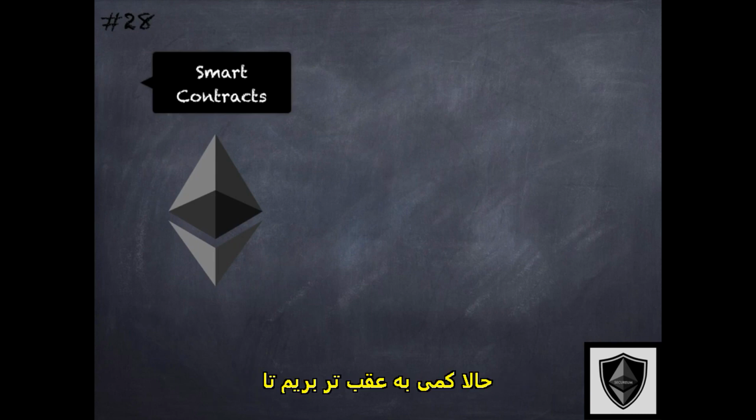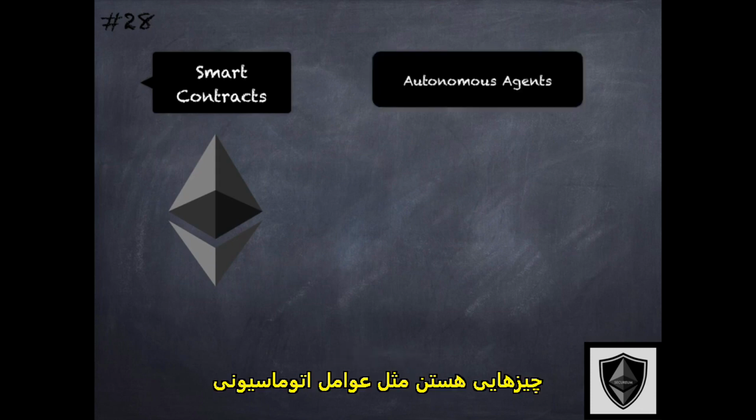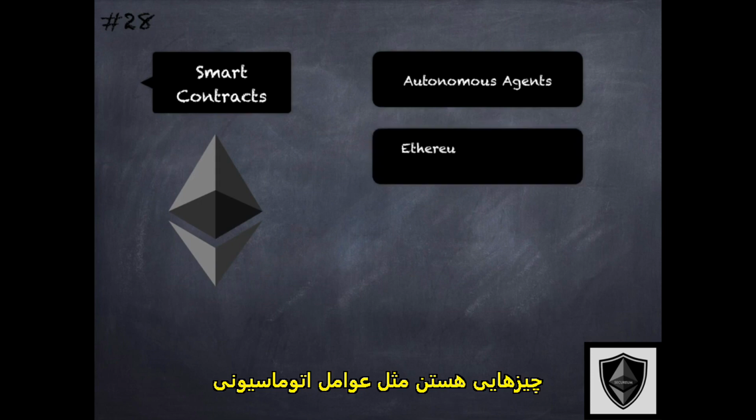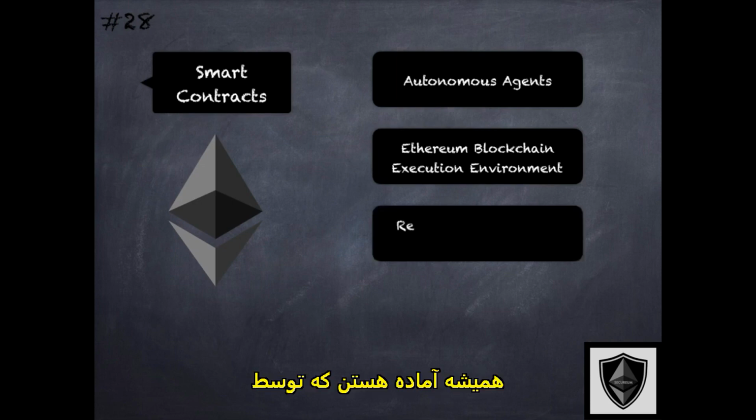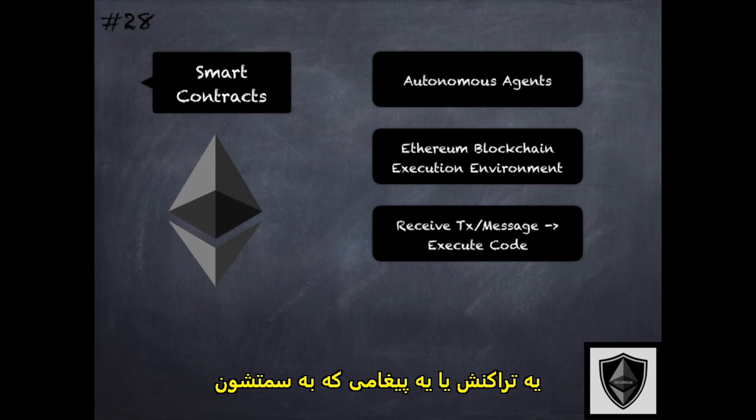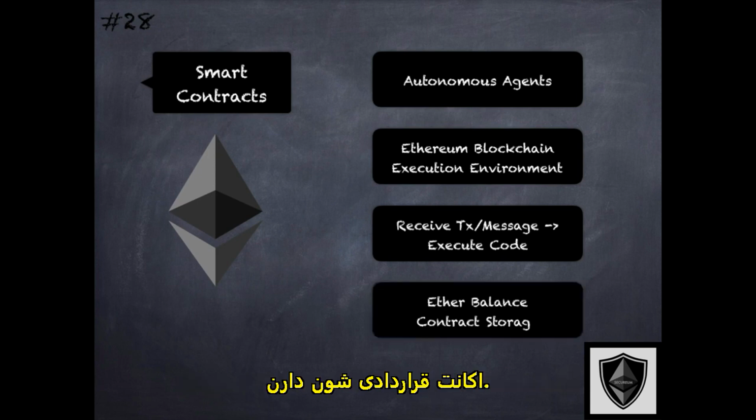Now let's take a step back and try to conceptually understand what smart contracts are. Smart contracts can be thought of as what are known as autonomous agents, in the sense that they're always present in the execution environment of the Ethereum blockchain. They're always ready to be triggered by a transaction or a message that is sent to them, and that results in the execution of the code that is present in their contract account. They have access to the Ether balance of their account, they have access to the contract storage, and the execution of the code results in manipulation of this balance and the contract storage.